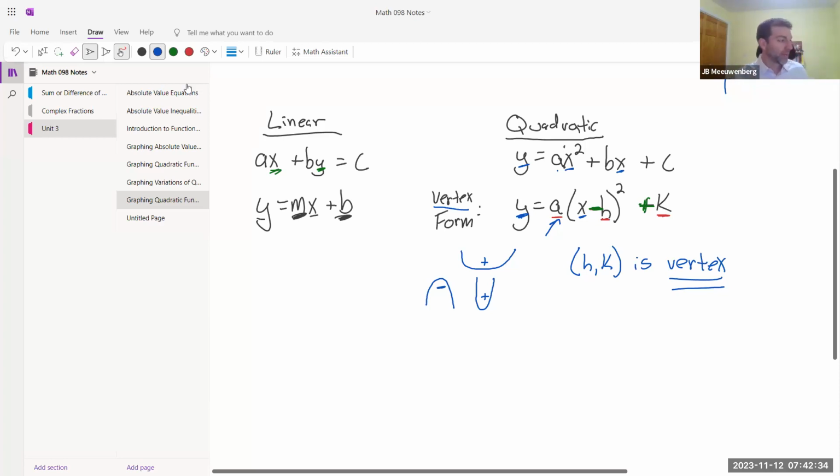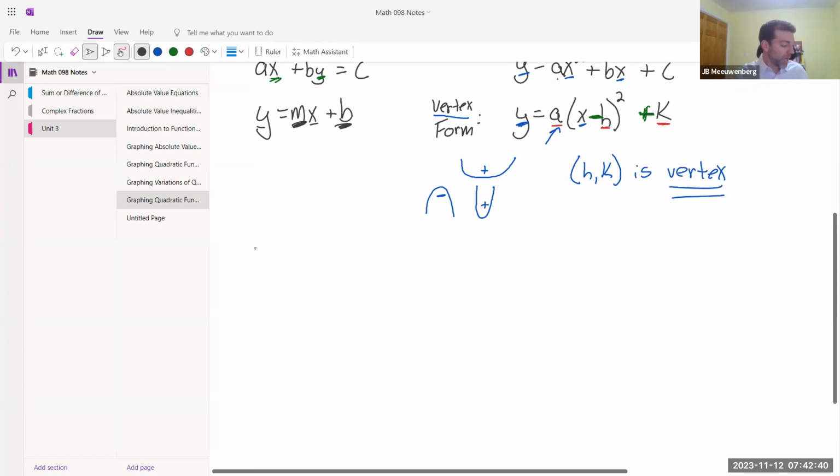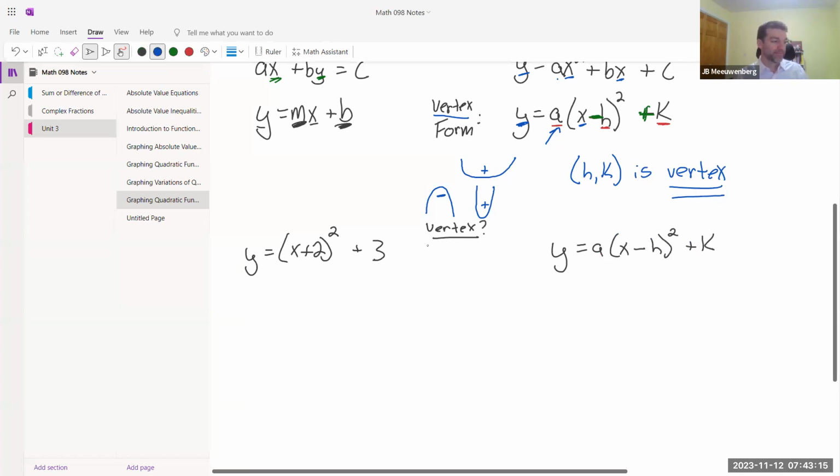So let's look at a couple situations. Let's scroll down a little bit, give us some room. Let's say we have y is equal to the quantity x plus 2 squared plus 3. And my first question to you is, for this, what is the vertex? Take a second and pause and see if you can figure that out based on this equation. Again, I'll write it here: y is equal to a times (x minus h) squared plus k. So what do you think our vertex is?